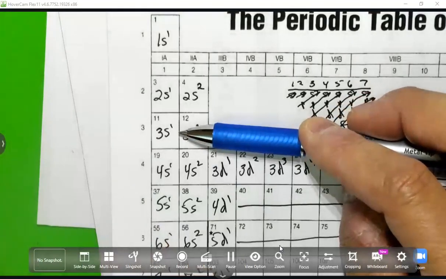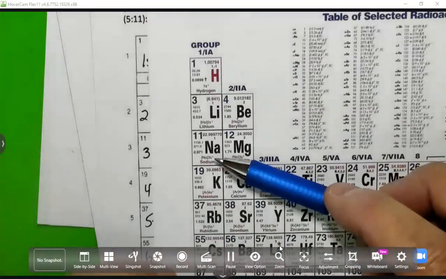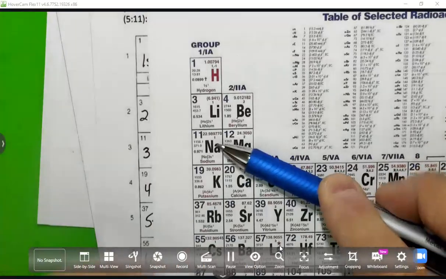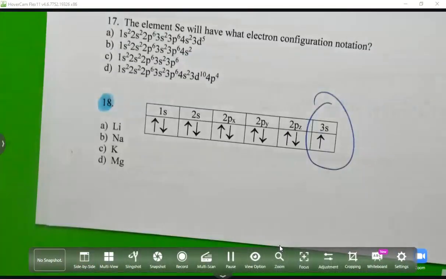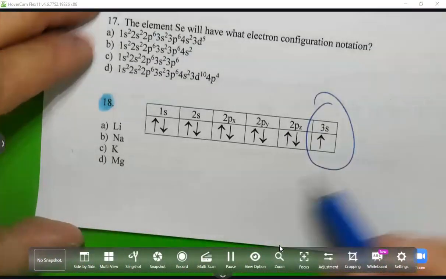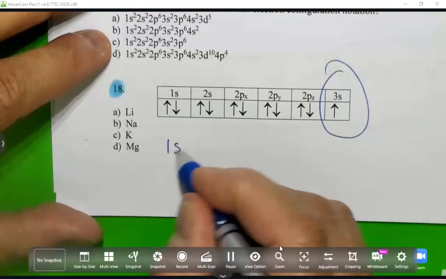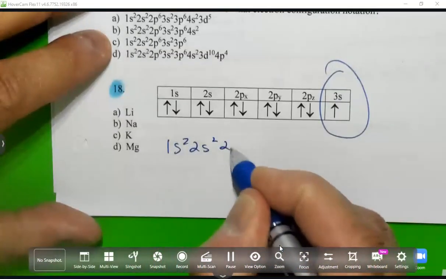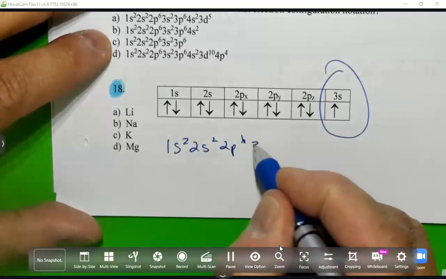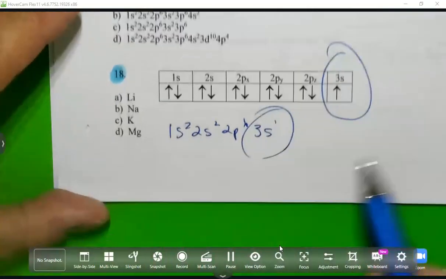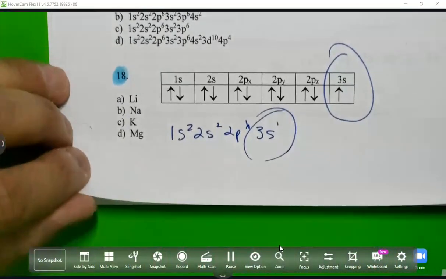And this element right here that ends in 3s1 should be sodium, right? If we look at the ending of the electron configuration notation, what it ends in, you could write the whole thing down, but all we care about is where it ends. That would tell you where you're at on the periodic table.